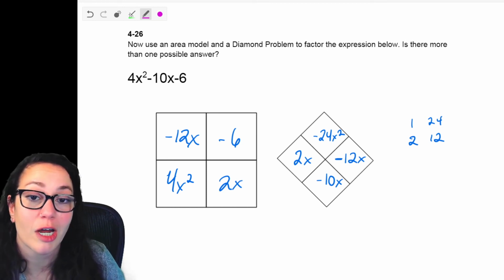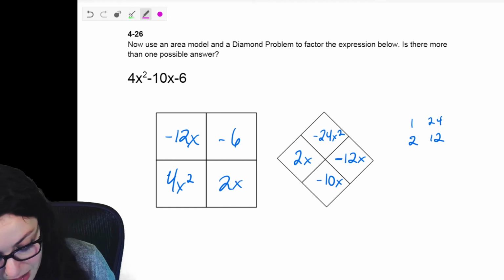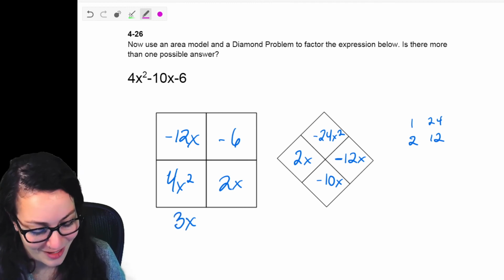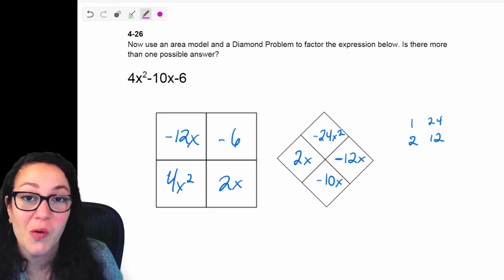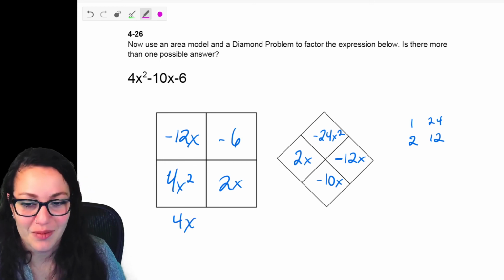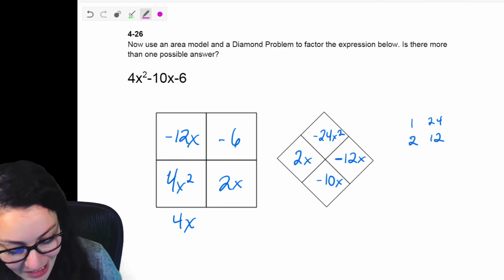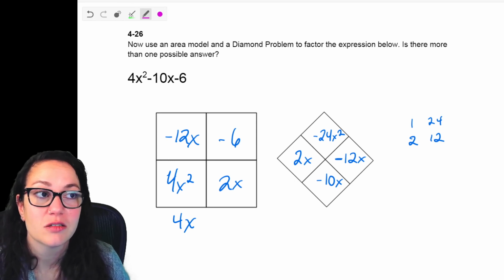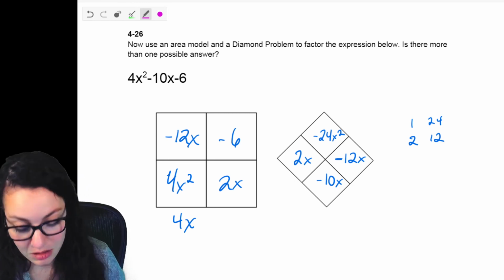So greatest common factor for our first column is 3x. No, that's super wrong. 3 is not a factor of 4. Let's try that again. 4x, there we go. 12 divided by 4 is 3. Then we've got 2x and negative 6. Greatest common factor there, I'm going to say, is just 2.